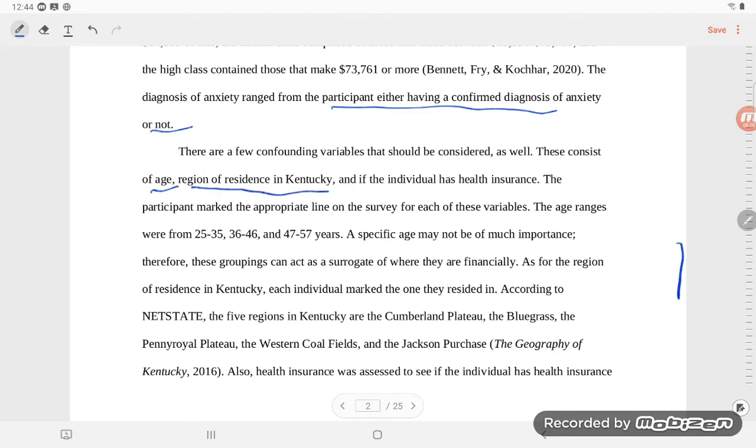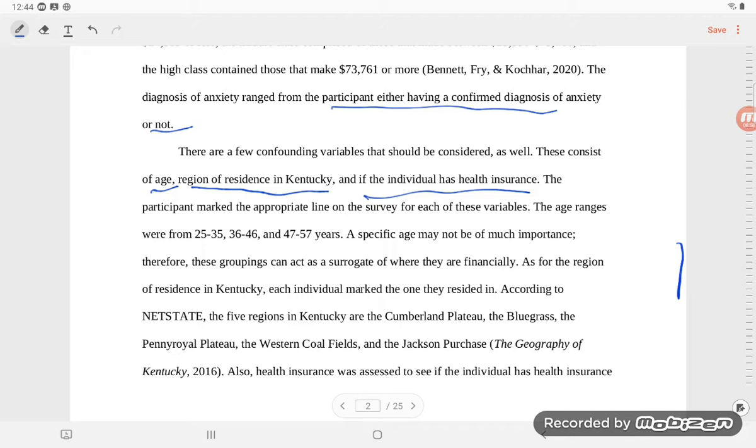Are they from inner city, Appalachia, Western Kentucky in the farming areas out there, just bluegrass rural areas, where are they from? And whether they have health insurance. And so now, are there other possible variables? Yeah, sure, lots and lots of them.